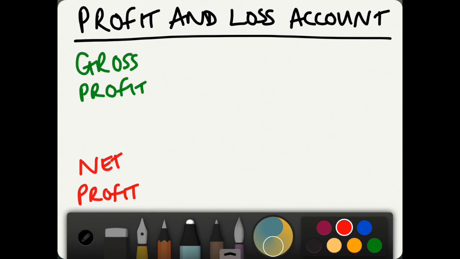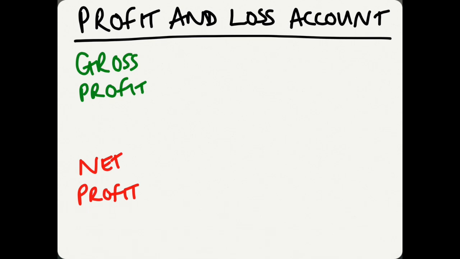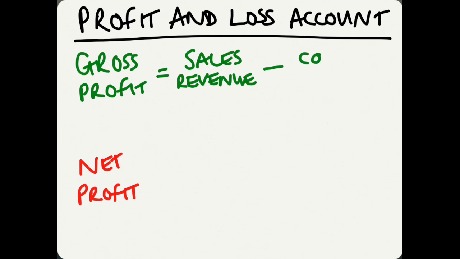Now, the difference between those is that gross profit is the money the business makes directly from selling its product. So you need to know the formula. So gross profit is sales revenue, so all the money the business makes from selling its products, minus the cost of sales, so whatever it costs them to make those products.